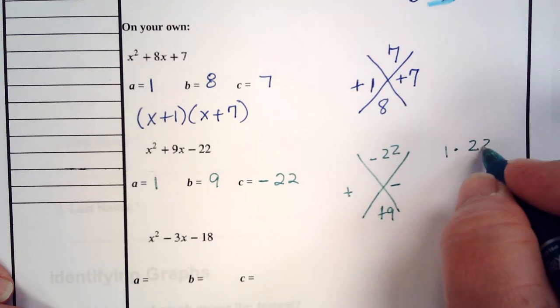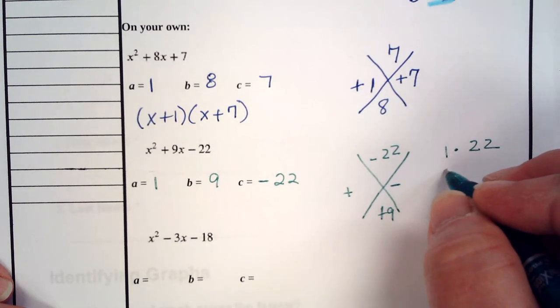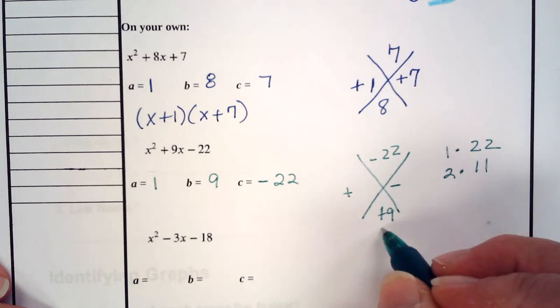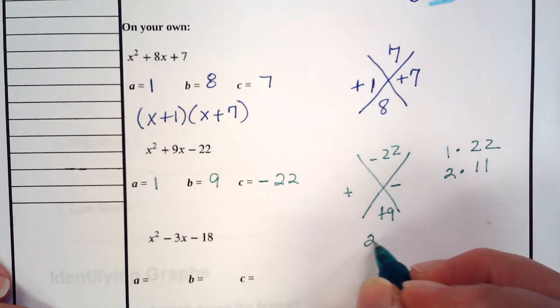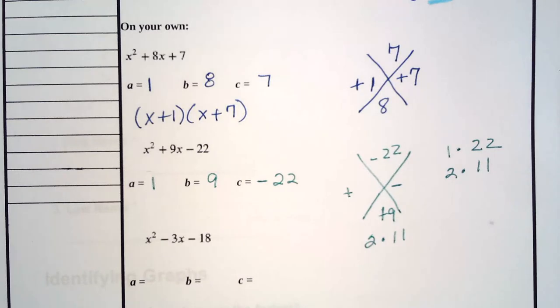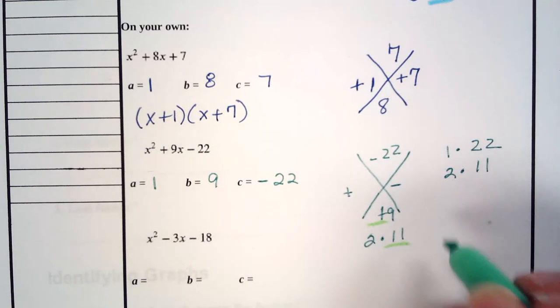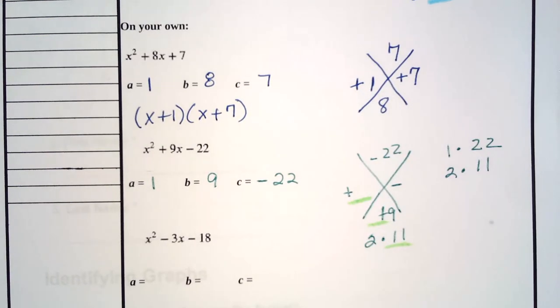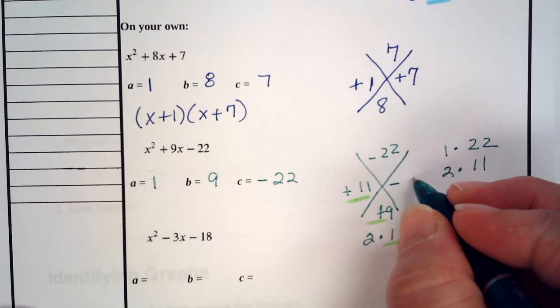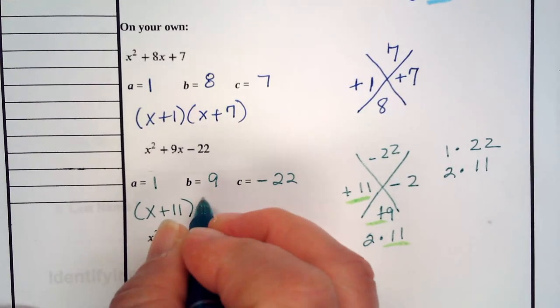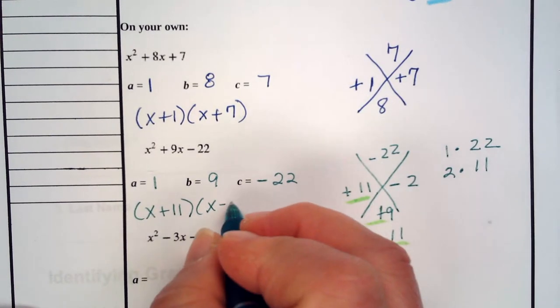1 times 22 is 22. 2 times 11. 11 minus 2 is 9. Once again, is the 9 positive or negative? The 9 is positive. That means 11 will be positive and it will go with the plus. x plus 11 times x minus 2.